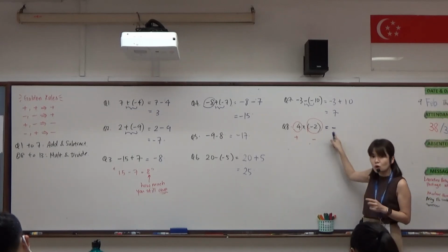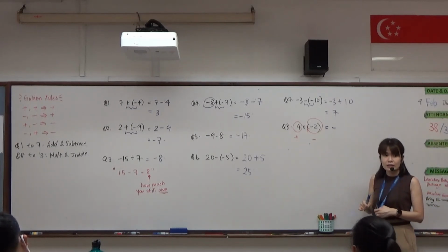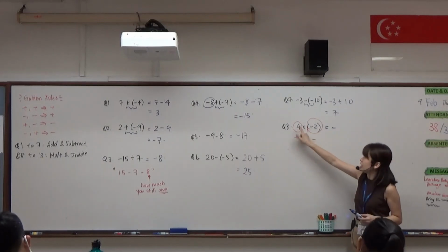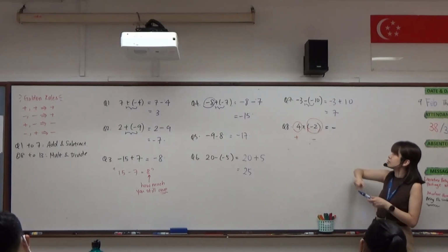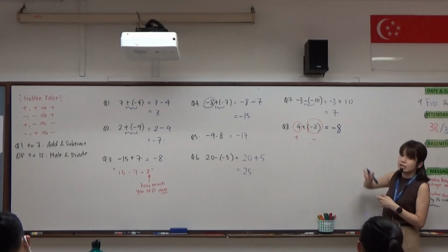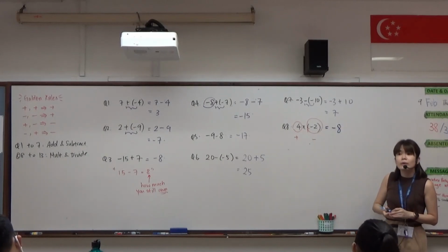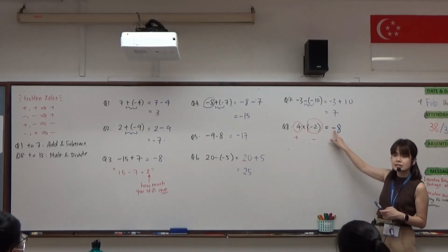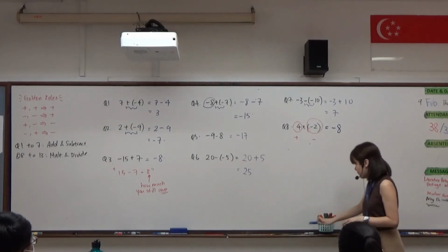So we know the sign first. Then we see the number itself, the digit ignoring the sign. 4 times 2, that gives us 8. So when it comes to multiplication and division, we determine the sign first, then we determine the value.